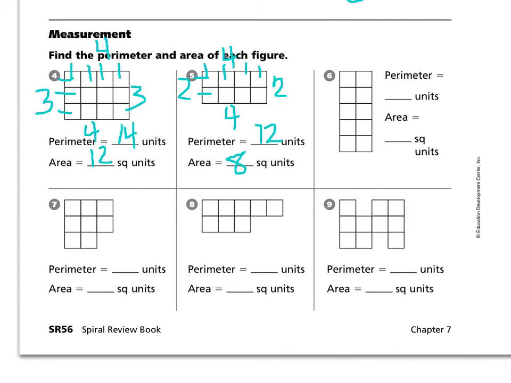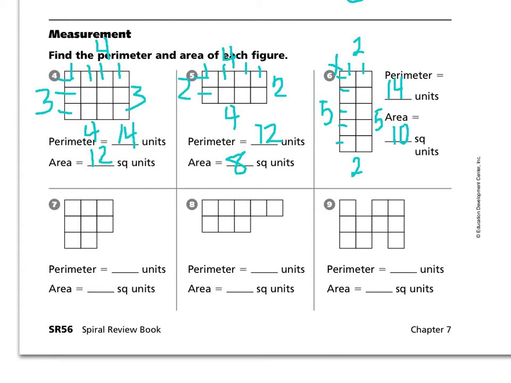Let's do number 6. I have a 2 by 5. I can write these in. So I know that 2 plus 5 is 7. 7 times 2, or 7 plus 7, will be 14 for my perimeter. Now for area, I take 5 times 2, and I know 5 times 2 is 10.